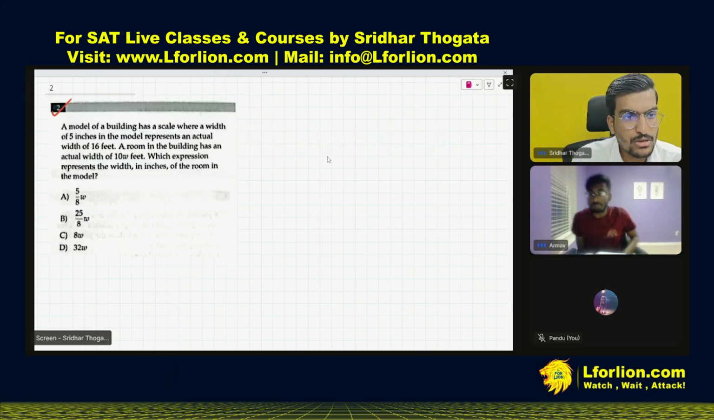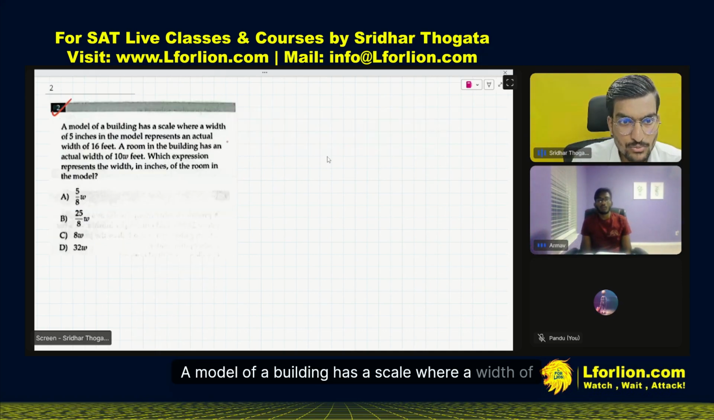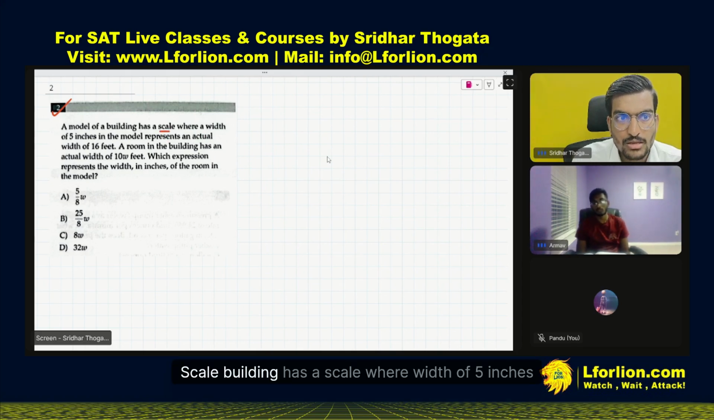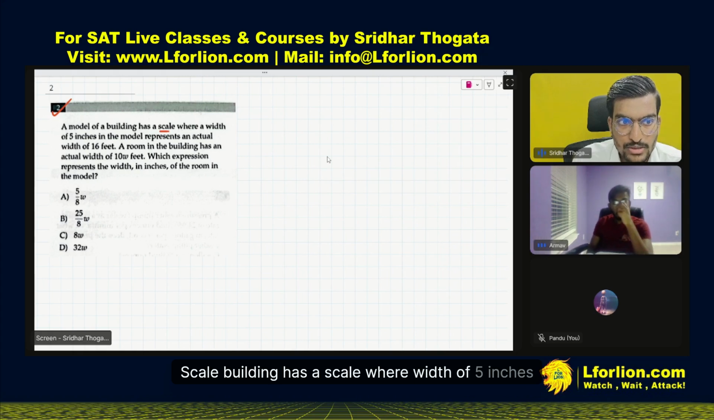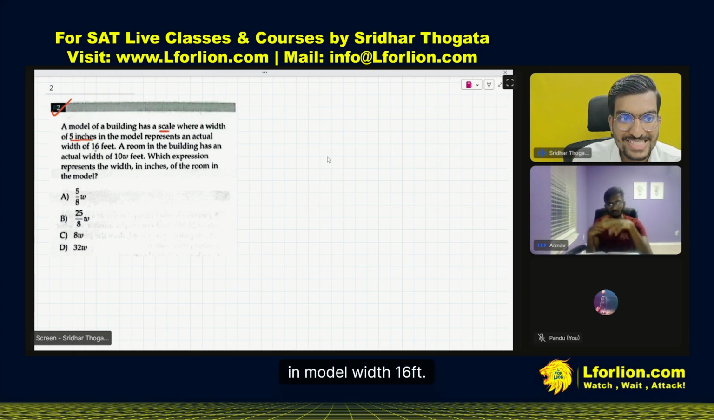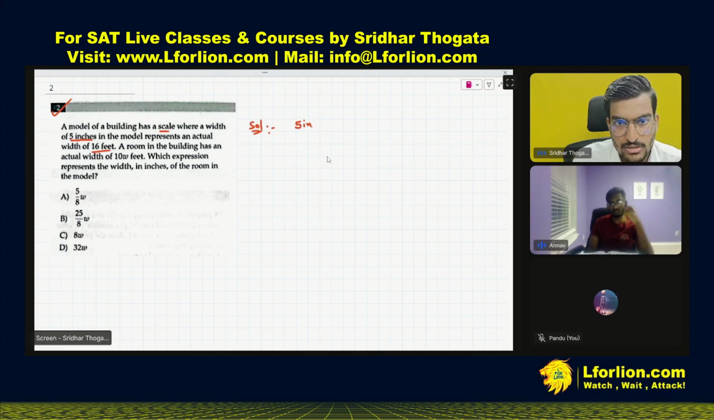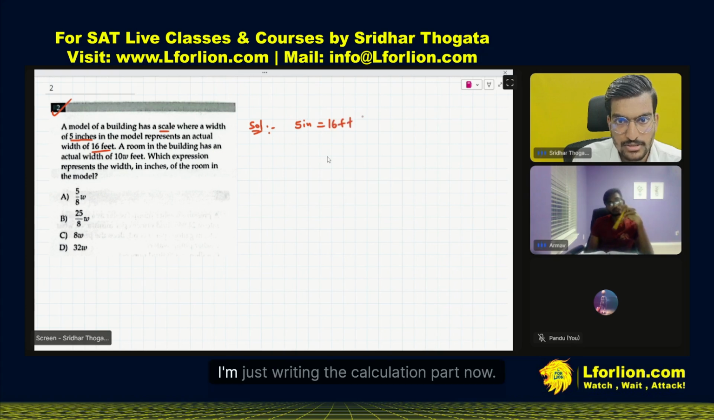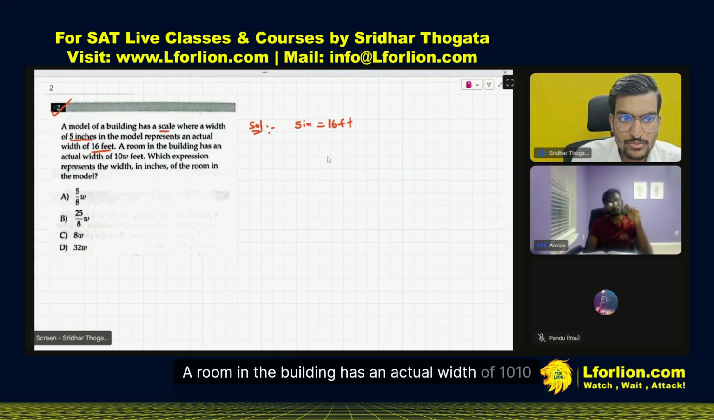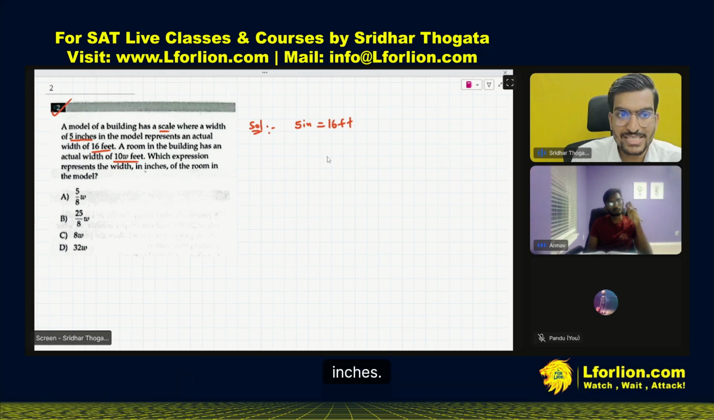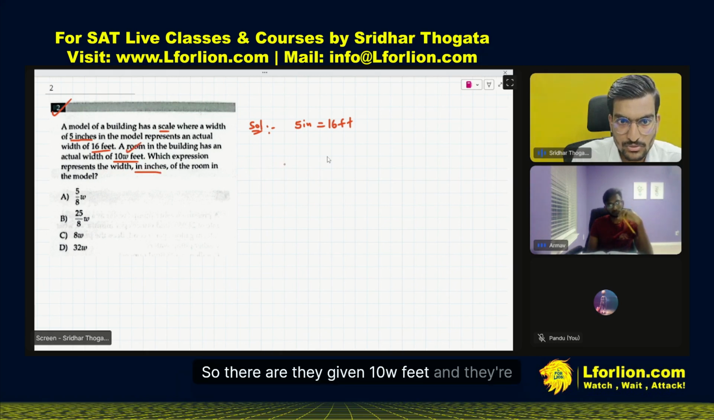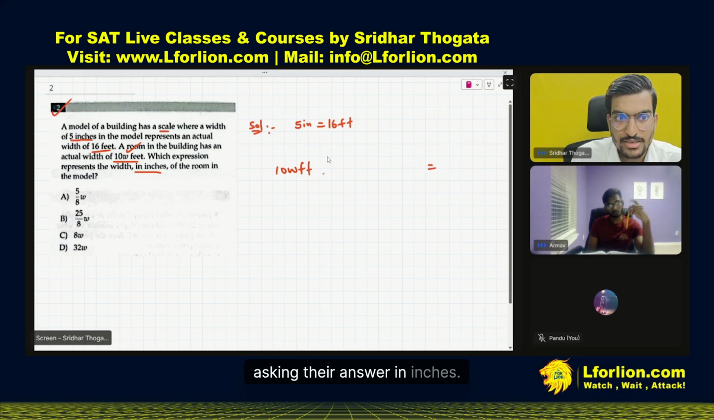10.2 question number 2. A model of a building has a scale where a width of 5 inches in the model represents an actual width of 16 feet. So what they are saying here is 5 inches equals 16 feet. I'm just writing the calculation part. Now, a room in the building has an actual width of 10W feet. Which expression represents the width in inches? So they gave 10W feet and they're asking for the answer in inches.